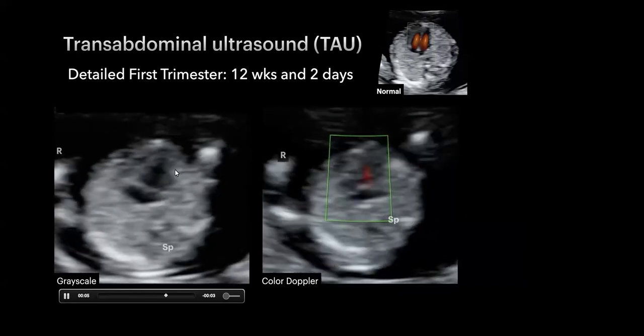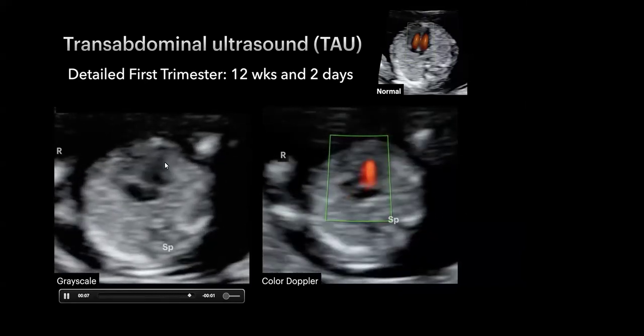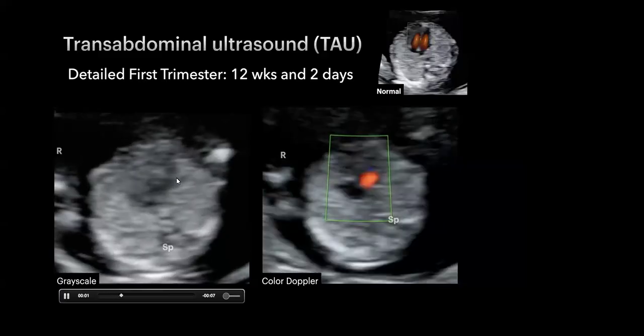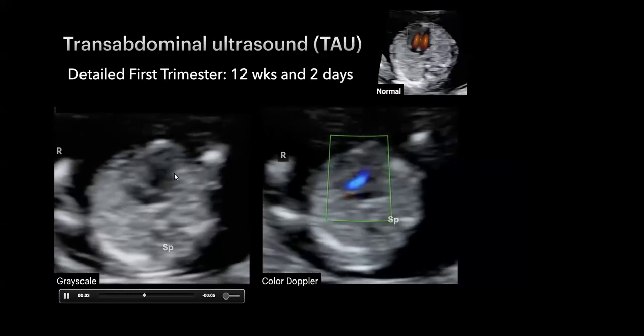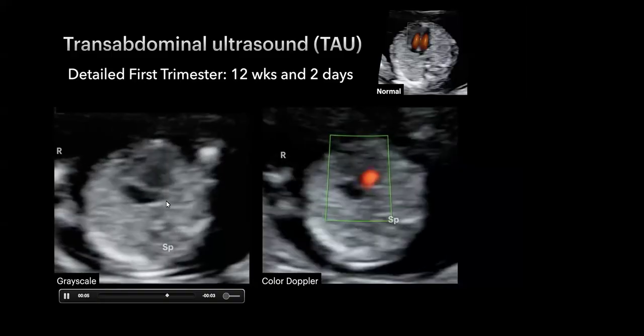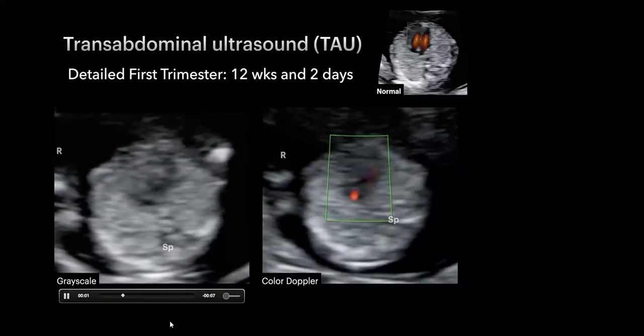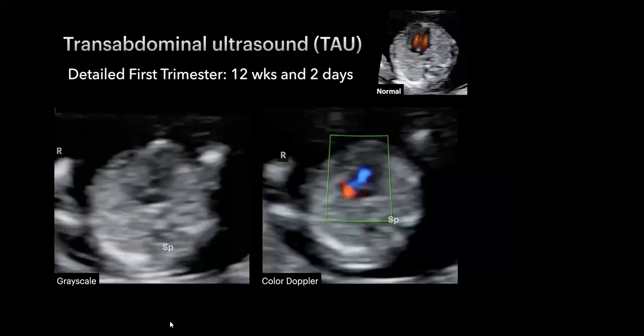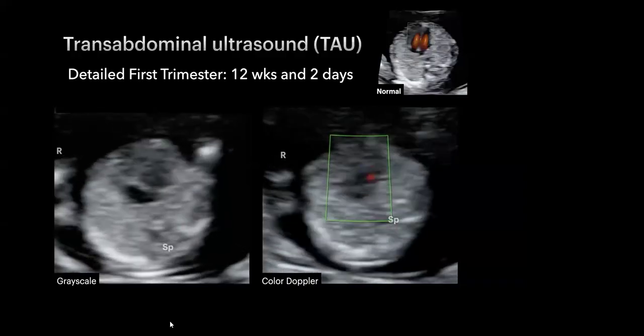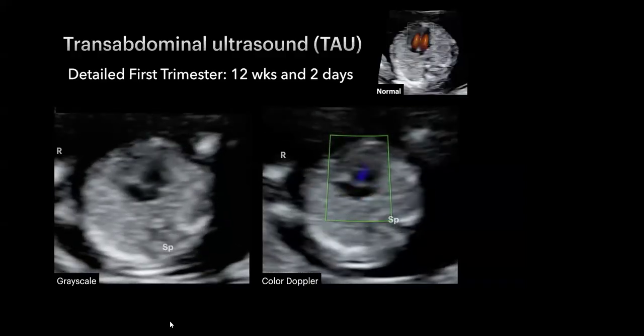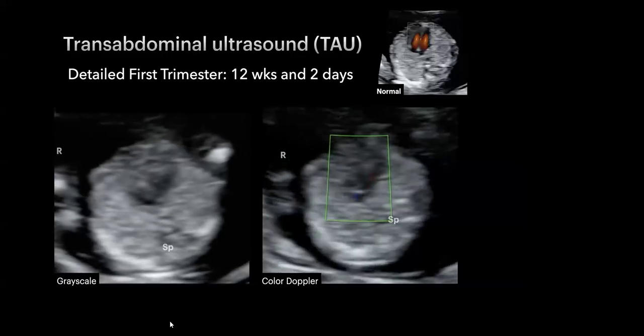Here we could actually assess the cardiac axis. We could take a look at the position of the heart within the chest. But also we want to be able to see a 4-chamber, right? But this, of course, looks suspicious. So I'm curious to see what you guys actually suspect. Does this look like a normal first trimester or detailed first trimester heart to you? And let me know what you think.